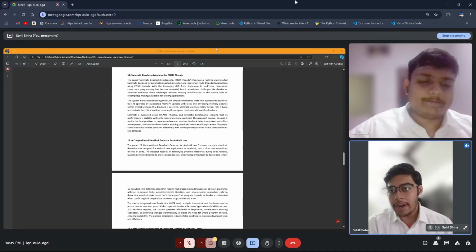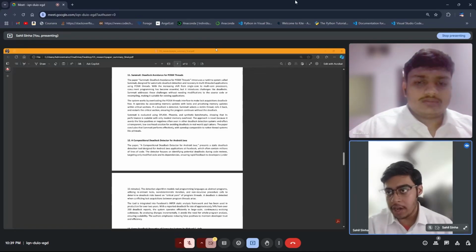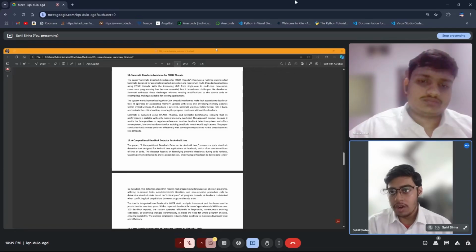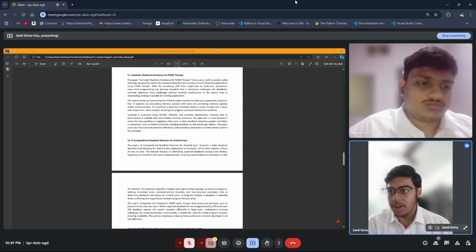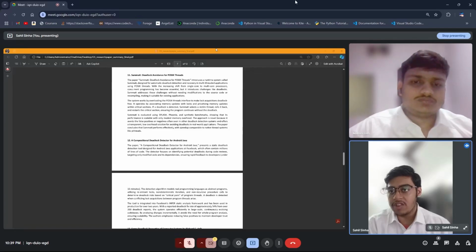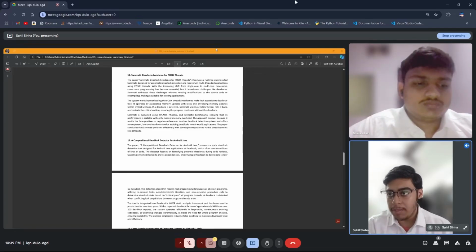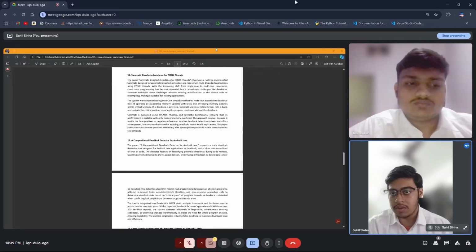The 12th paper, titled A Compositional Deadlock Detector for Android Java, discusses a static deadlock detection tool developed for Android Java applications at Facebook. The detector aims to identify potential deadlocks during code reviews, focusing on modified code and its dependencies to provide quick feedback to developers within 15 minutes.